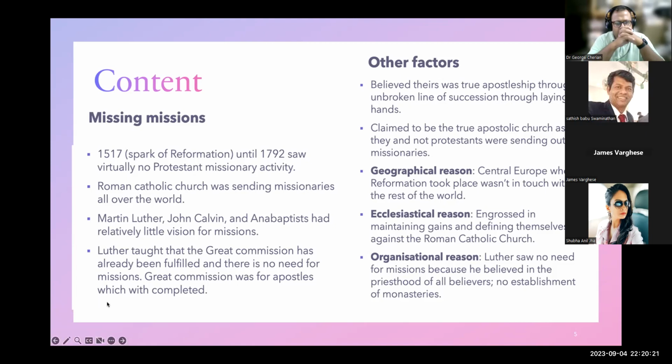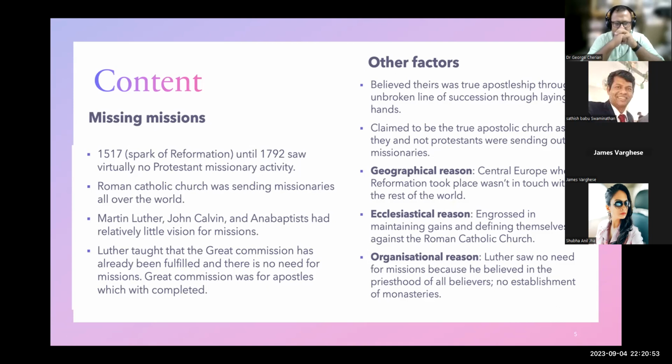So these are some names in the Protestant world, like Martin Luther, of course, who sparked the Reformation, then John Calvin and the Anabaptists, but none of them had any vision for missions. So in that time period which we are studying, for almost 300 years there was no activity. Why was this? These leaders did not have any vision for missions.